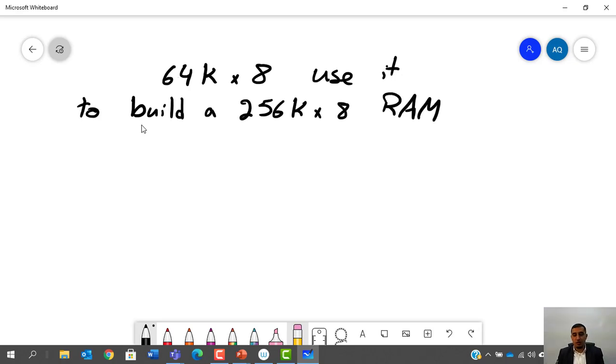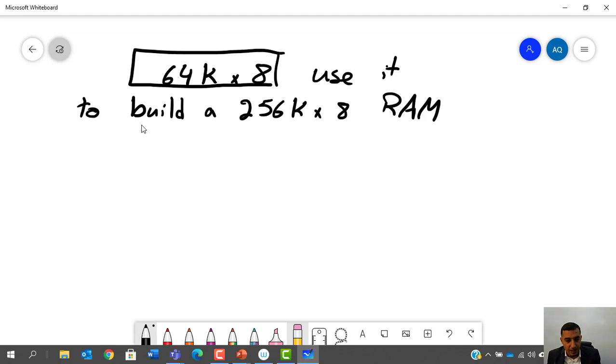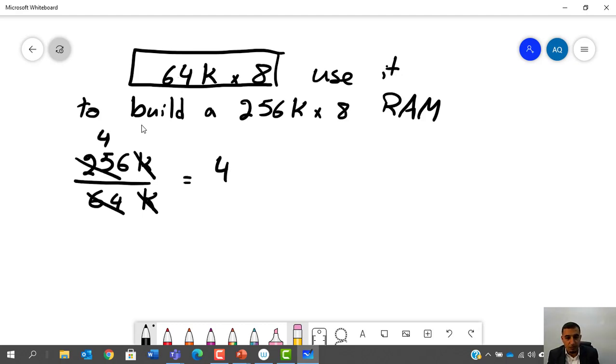So the first thing to think about is how many blocks of this I need to use to build this one. To get the answer, it's quite simple. You will take 256K divided by 64K. K by K will cancel. 256 by 64 will give you 4. So I need 4 blocks. For the data, it is 8 divided by 8, so it will be 1.